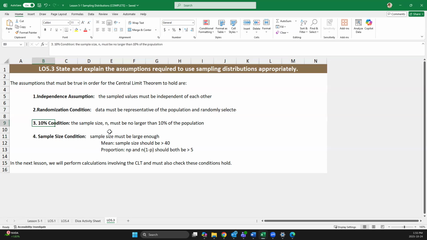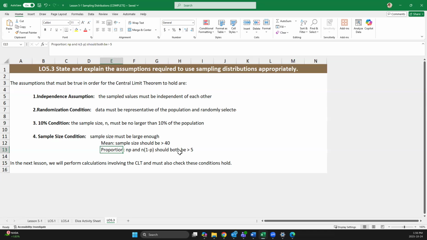The fourth one is about how big the sample size needs to be, so it's not too small. If you're talking about means, the sample size should be bigger than 40. If you're talking about proportions, you should check that n, the sample size, times p, and then n times 1 minus p, are both bigger than 5. If they're both bigger than 5, then it means your sample size is big enough.